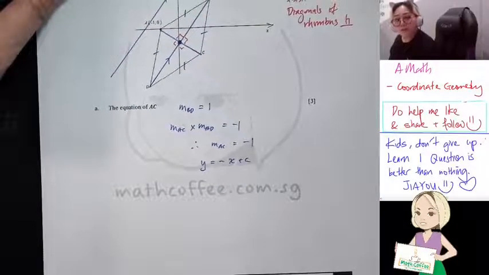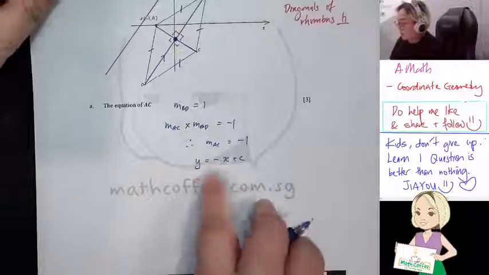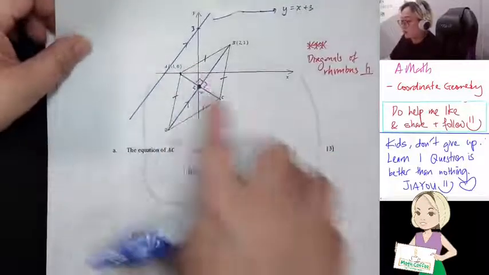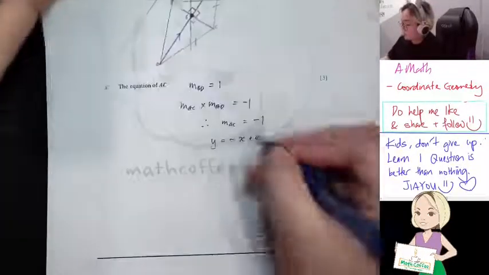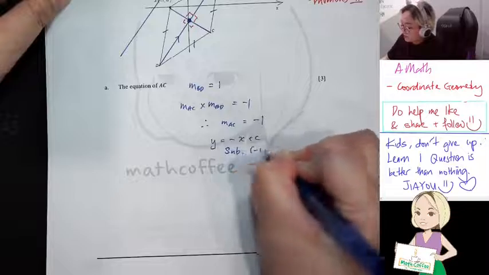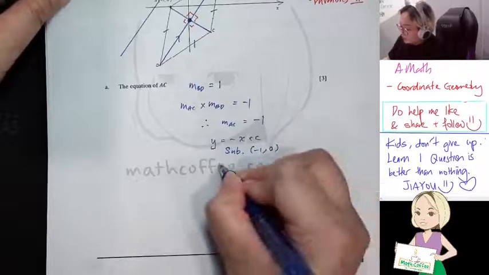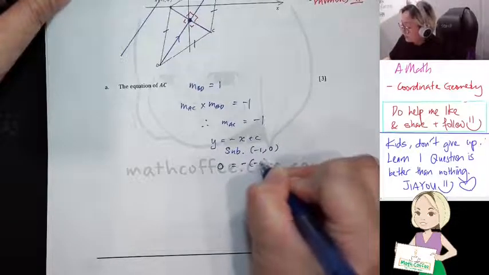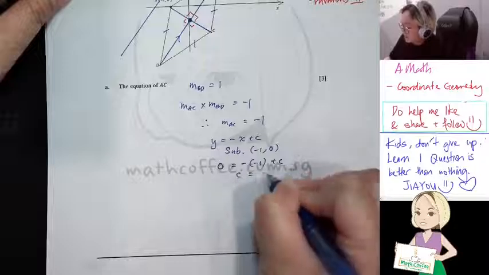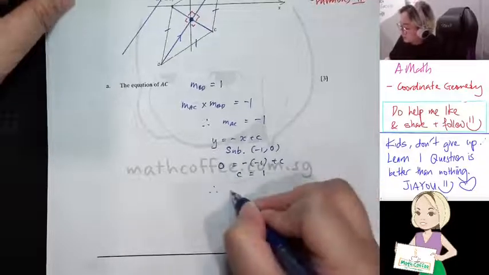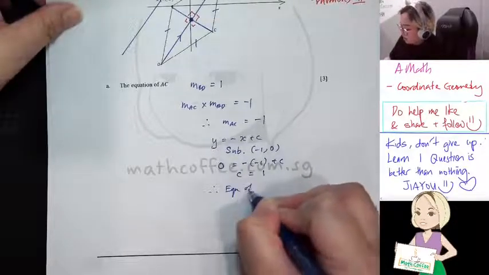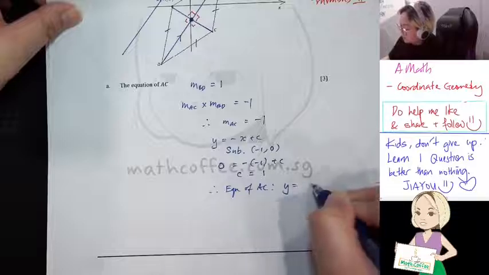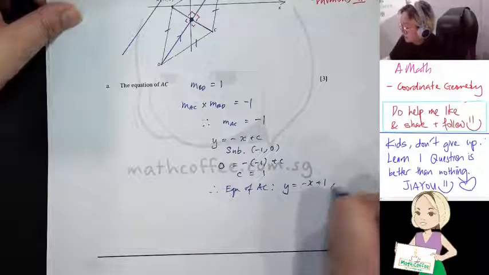So now the equation of AC is y equals minus x plus c already. And I need to sub in a point which is on AC. And the only point I have is minus 1, 0. So let's just sub in minus 1, 0. So we have 0 equals minus negative 1 plus c. So my c is equal to 1. So the equation of AC will be y equals minus x plus 1. Done.